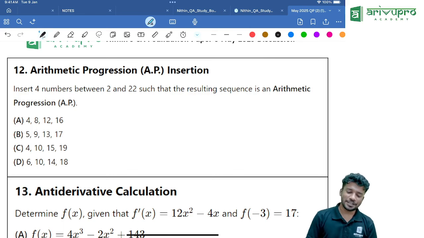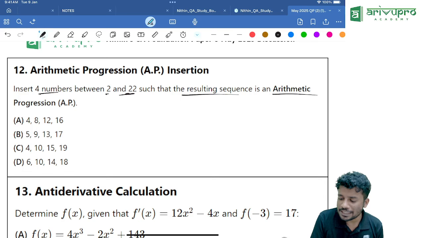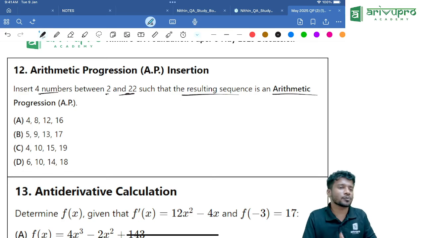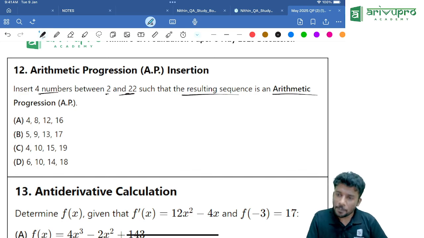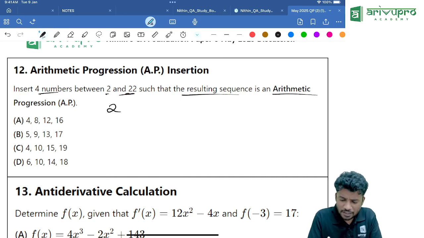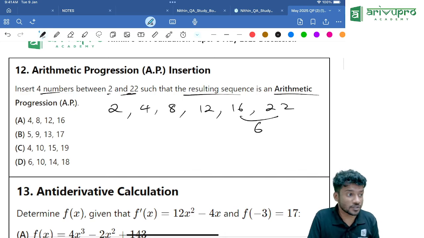Next question. Insert 4 numbers between 2 and 22 such that the resulting sequence is an arithmetic progression. The easiest method is what? Option hitting. Now look, the first term is 2. If you try option A, the next terms are 4, 8, 12, 16. The next term is how much now? 22. What is the difference between these? 6. That means it is not an AP.